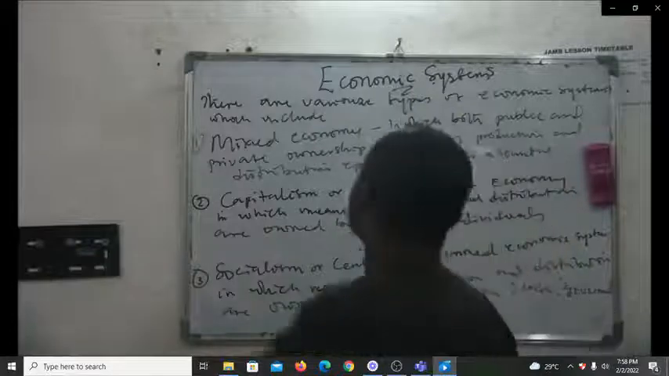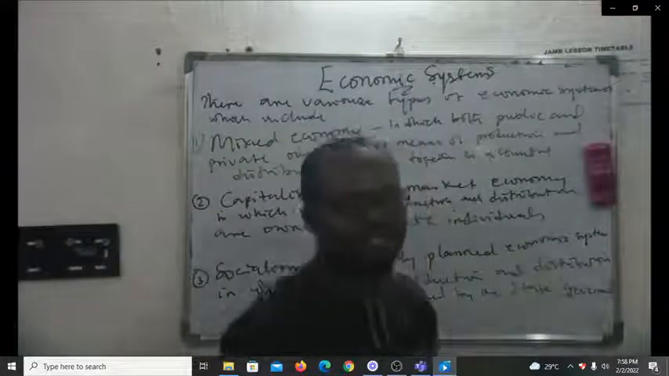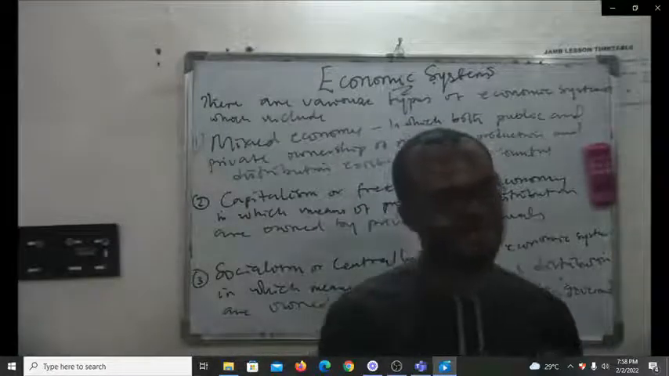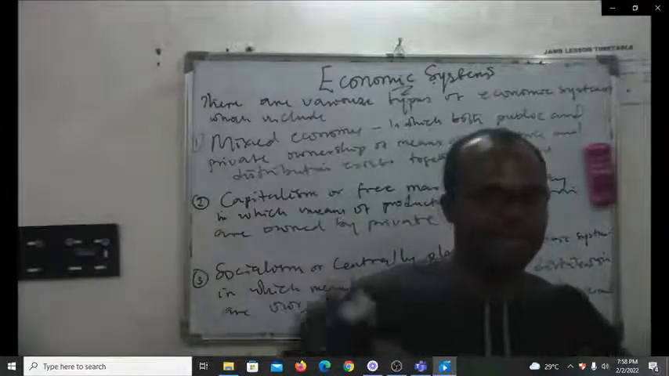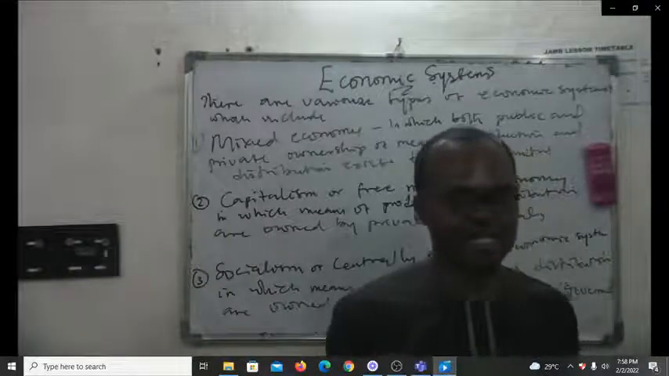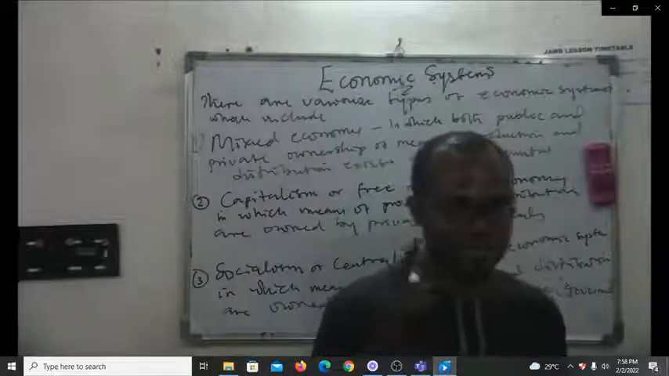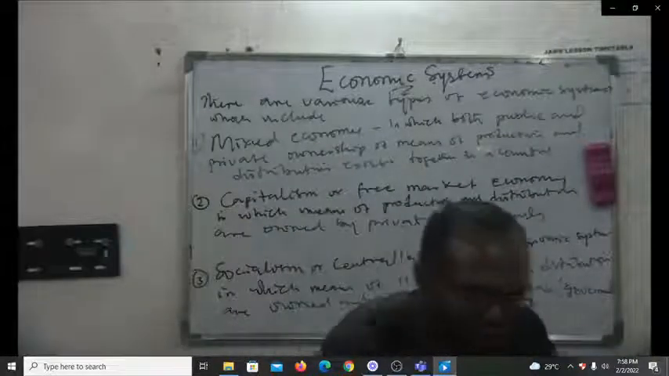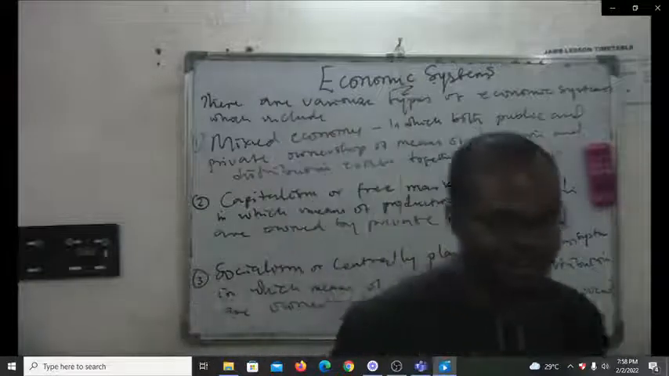Today we're going to look at the economic systems. What are the types of economic systems that we have in the world? In some countries, when you go there, you find out that government is controlling everything. Like in socialist Cuba, you don't need to own your private business. You work for the government, and in the end the government pays you.